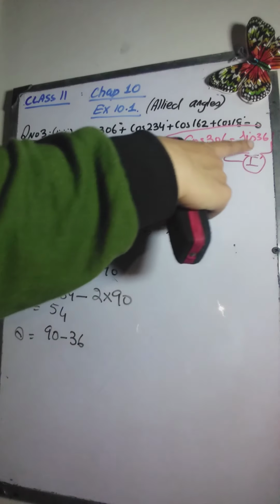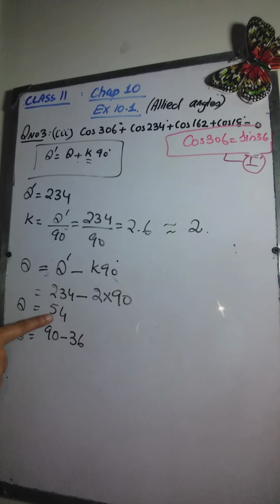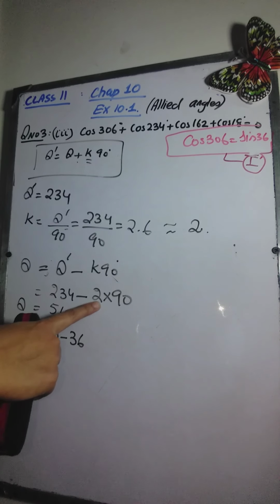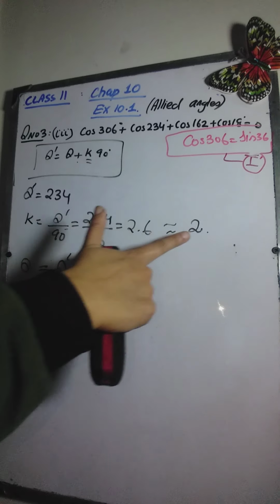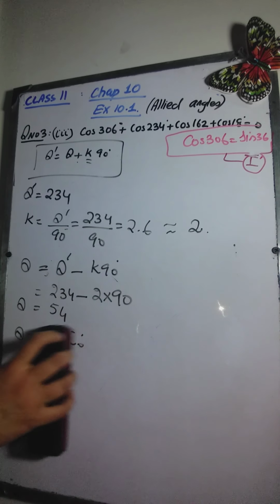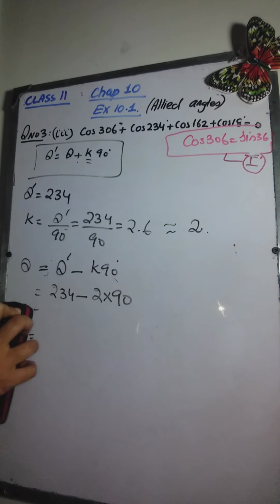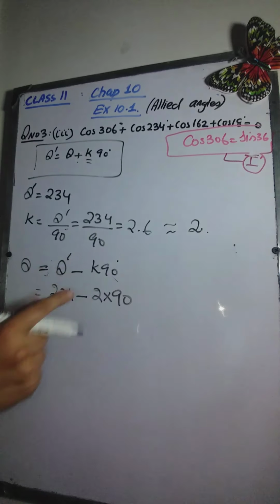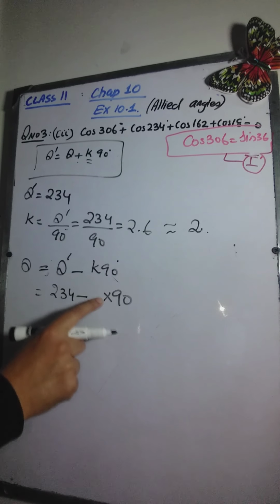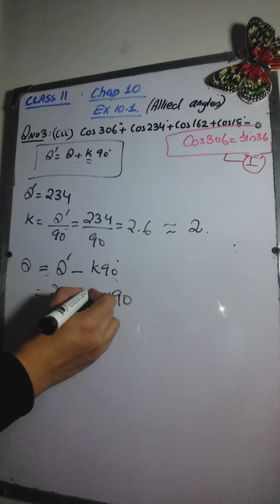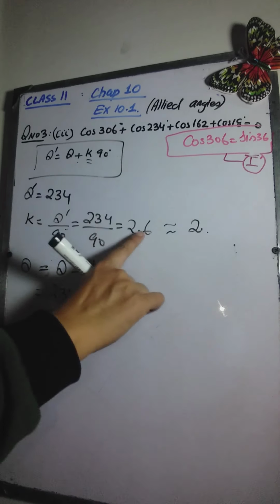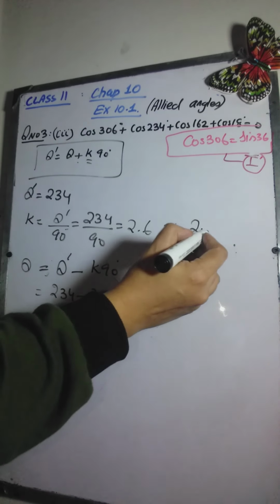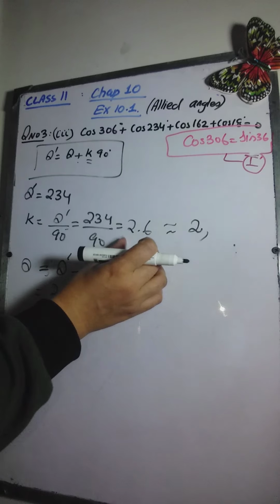Now previously we got 36, but over here if we use k is equal to 3, this will give us an angle which we have already obtained over here, 36. If I use 3 instead of 2, this calculation will give you the approximate value of k. You can take 2 or 3.